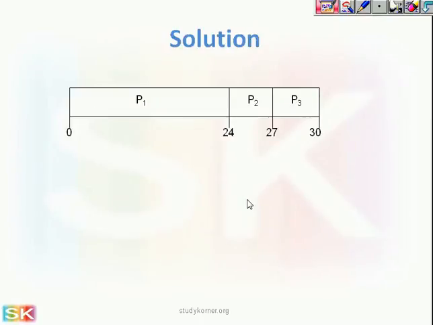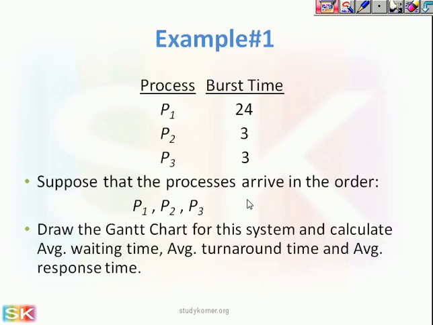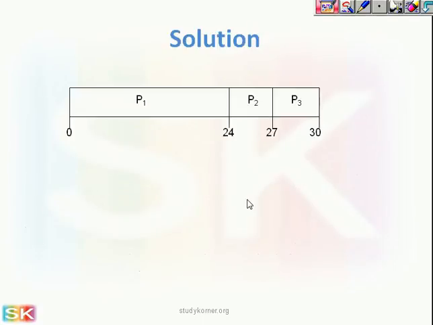So this can be the Gantt chart of the system. P1 has arrived first at time 0 and its burst time, meaning the CPU time, is 24. Burst time means CPU time. So P1 will be finished at the 24th second.